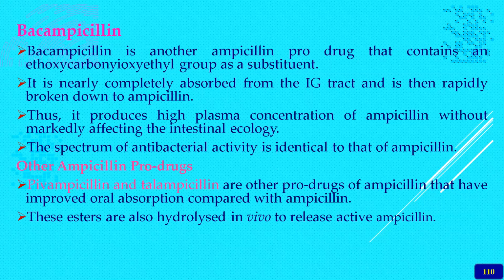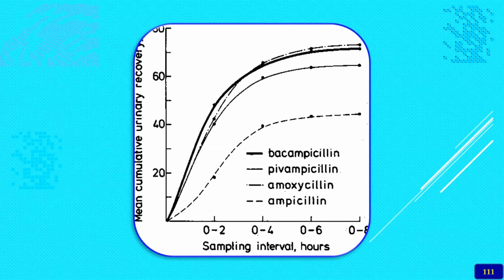Pivampicillin and talampicillin are other prodrugs of ampicillin that have improved oral absorption compared to ampicillin. The esters are hydrolyzed in vivo to release the ampicillin. That's why bacampicillin, pivampicillin, and talampicillin are called ampicillin prodrugs. Pro means before.